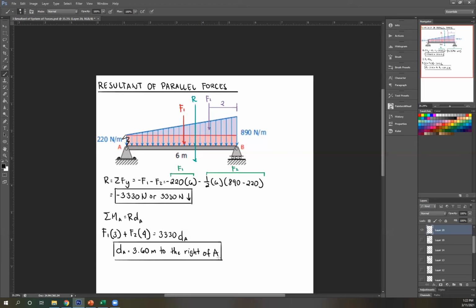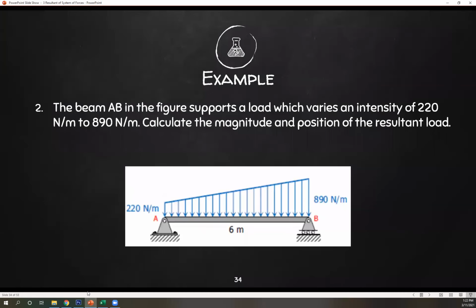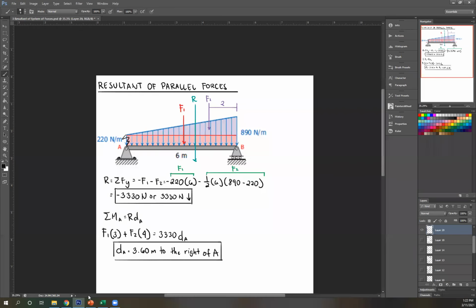Any questions for this? What number is this? Number 2. Any questions for number 2?